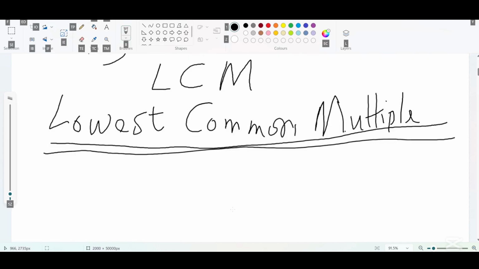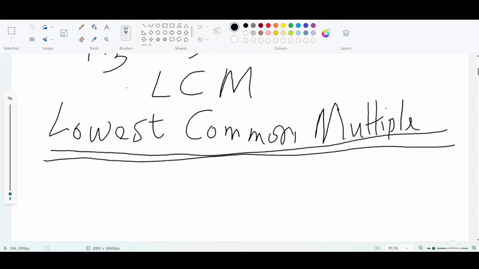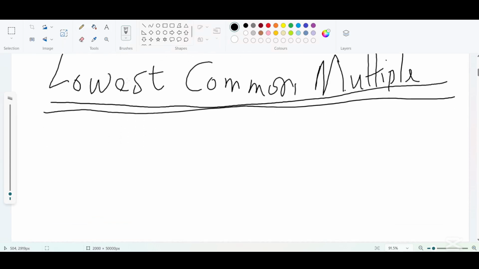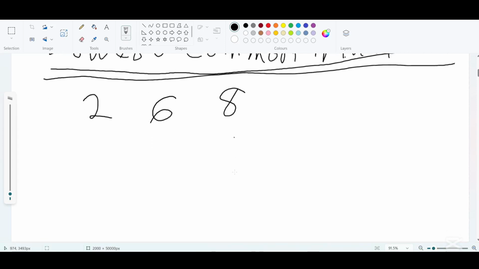So here we want to look at another aspect, just a side topic that we need to do before we continue our fraction. This is called lowest common multiple, LCM. If we have a set of numbers like 2, 6, 8, we now want to look for the lowest common multiple of these 3 numbers. How do we find it?